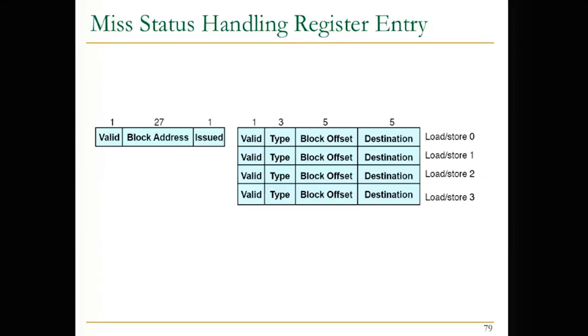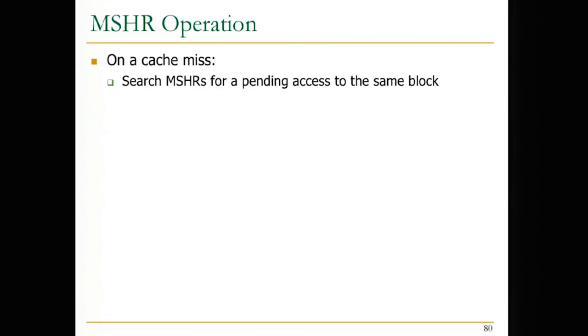Hopefully that data is already in the cache because you've just supplied the data. Again, you don't need to know the fields really well over here, but for example, if this is valid, you may have a load, this is the type, waiting for block 6 in this sub-block 6 in this block, and the destination should be a link to that particular load, maybe load 5 in the machine, right? Okay, so on a cache miss, you need to search the miss buffers or MSHRs for a pending access to the same block.